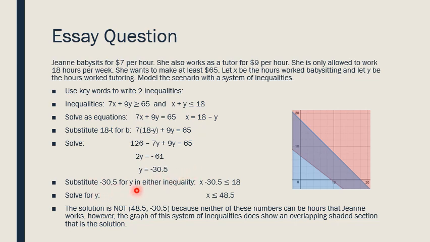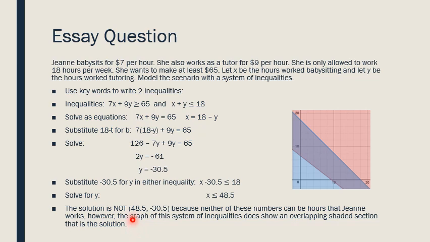Substituting negative 30.5 for Y in either of these inequalities, X minus 30.5 is less than or equal to 18. If I add 30.5 to 18, I get X is less than or equal to 48.5. Now, what's the problem with this? It checks out mathematically. I can see that I have graphed it on my graph, and I've got some overlapping space of the hours that she possibly could work both of these jobs and hit both of these restrictions.